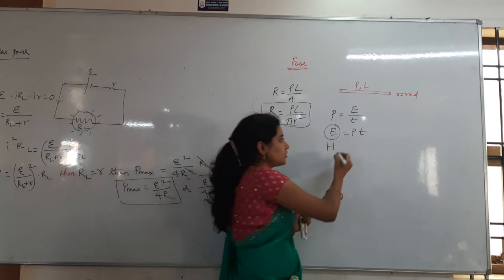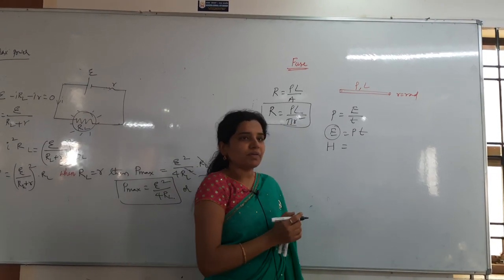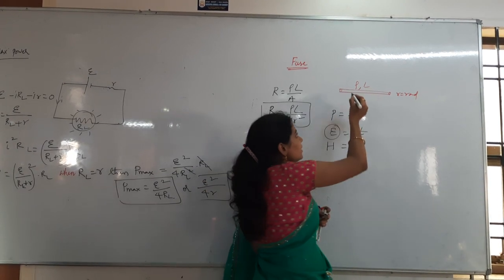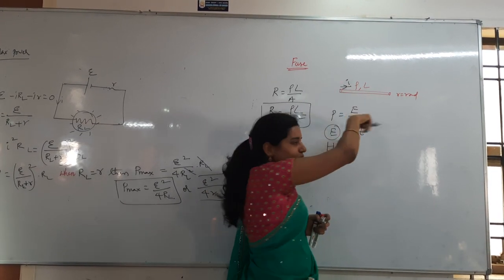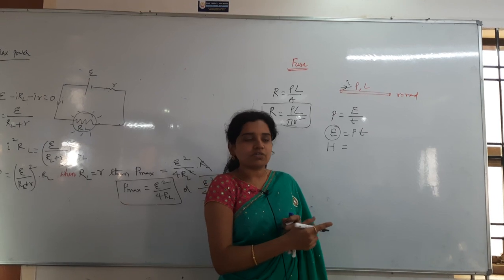This energy is which energy here? Heat energy. H is equal to power times time. Whenever the current is flowing as I, did I mention any voltage here? No. So what formula do you have to use?